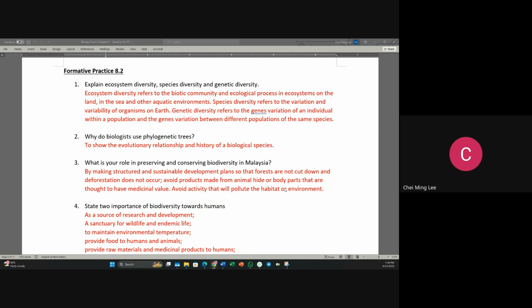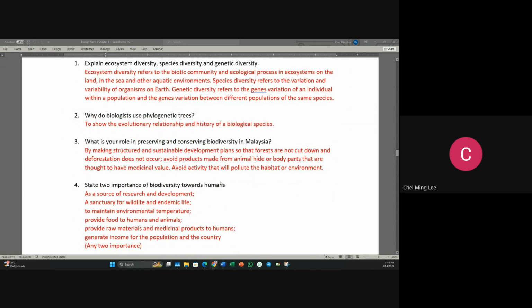Okay. So state two importance of the biodiversity towards human. Source of research and development, sanctuary or habitat of wildlife and endemic lives, maintain environmental temperature, provide the food, provide raw material and medicinal products, and then generate income for the population and the country.